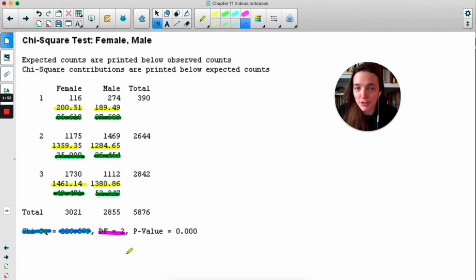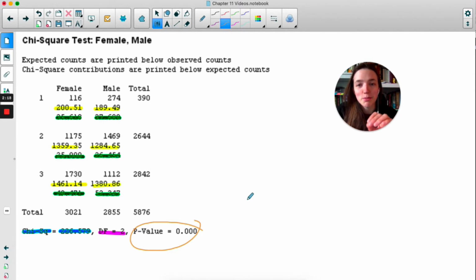Here they're telling you degree of freedom, which, like we did by hand in the last video, is row minus 1 times column minus 1. So here that's 3 minus 1 times 2 minus 1 is 2. And last but not least, they give you the p-value. So a Minitab output for chi-squared tests is super helpful. It does all of the do step for you.